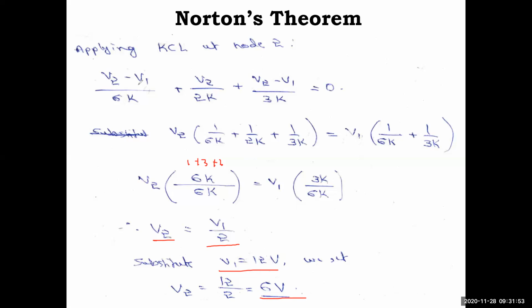Which is the current we need to find out here. So till here you understood how to write the KCL, how you solved it, and substituted V1 and got the V2. This is a very simple numerical.